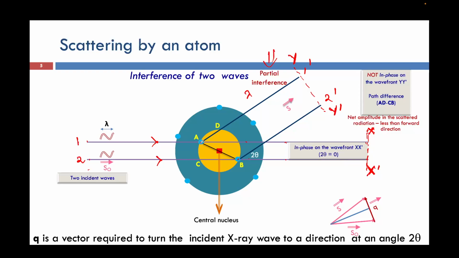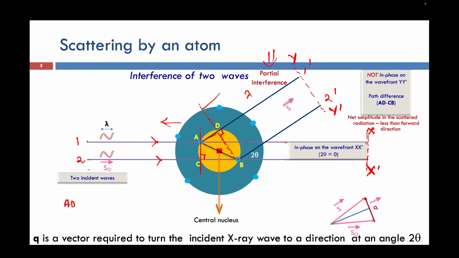Why? Because I can clearly see there is a path difference here. If I draw my perpendicular, then how much path difference am I talking about? AD will be the extra path here, because till AC, the wave till this front, both of my waves are traveling the same distance. Beyond AC, both of my waves are traveling the same distance.